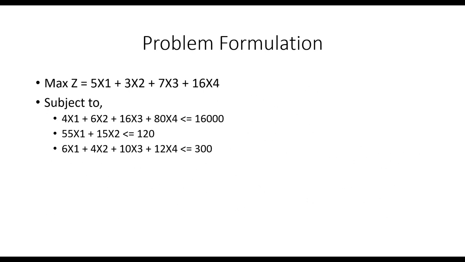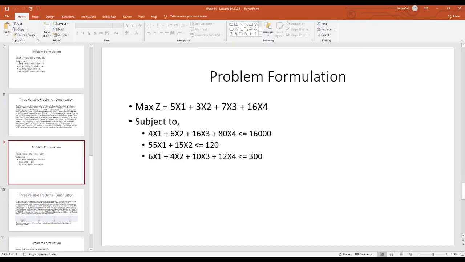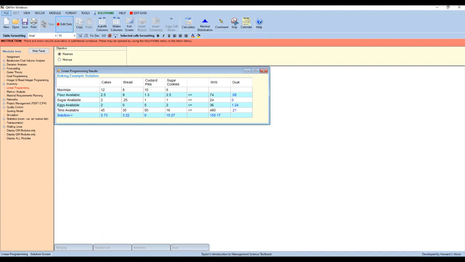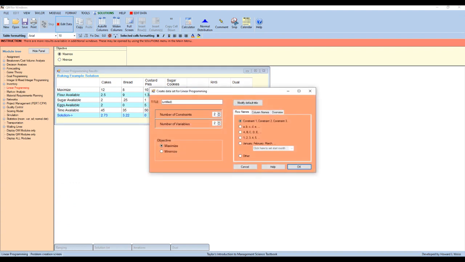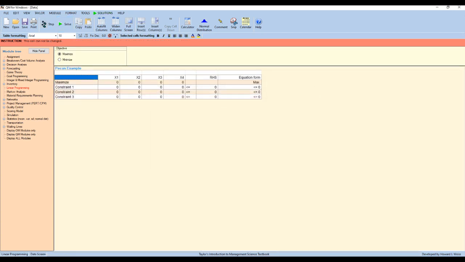So one more time, let's go into QM. We're going to launch a new window, and we'll call it the pecan example. Number of constraints, we have 3. Number of variables, 4. And we're trying to maximize our profit. Pies, cookies, 1-pound bags, 5-pound bags.